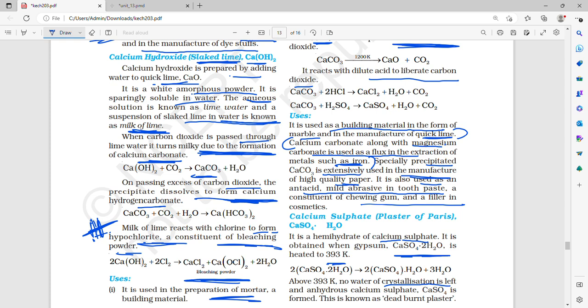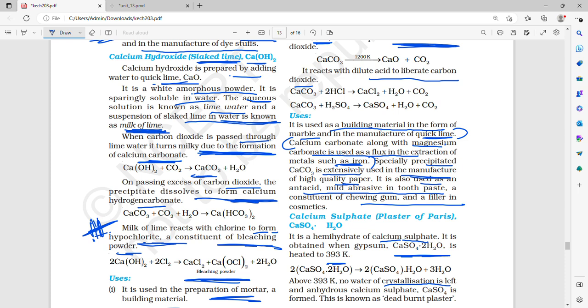Then calcium hydroxide, or slaked lime, is prepared by adding water to quicklime, CaO. It is a white amorphous powder. It is sparingly soluble in water. The aqueous solution is called lime water, and a suspension of slaked lime, calcium hydroxide, in water is called milk of lime.